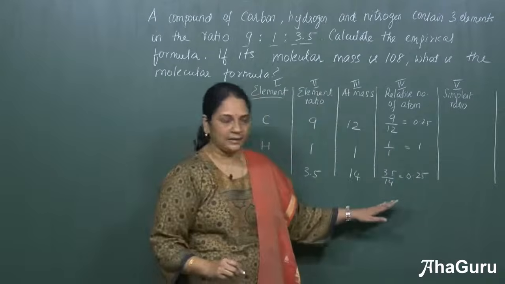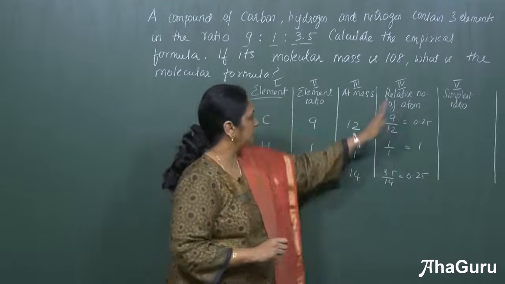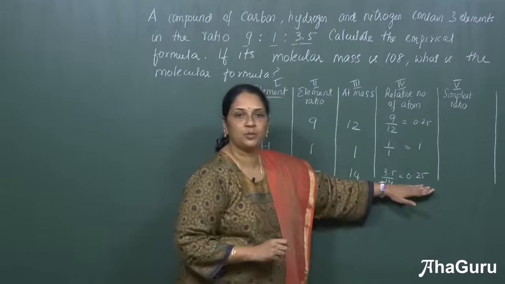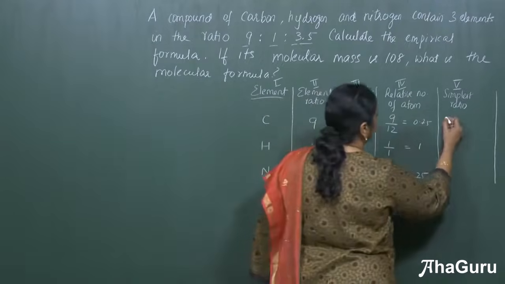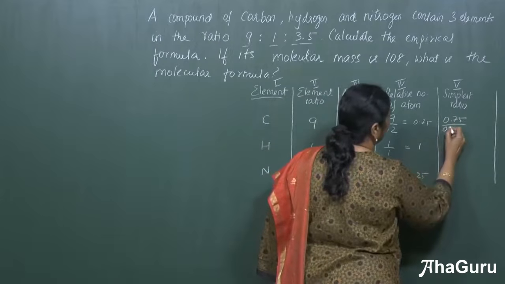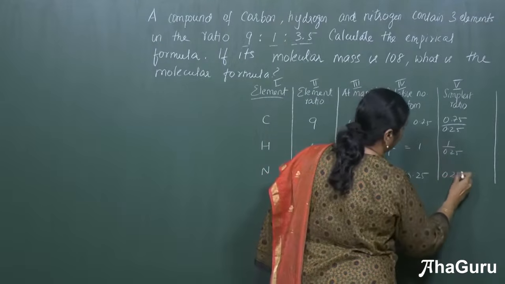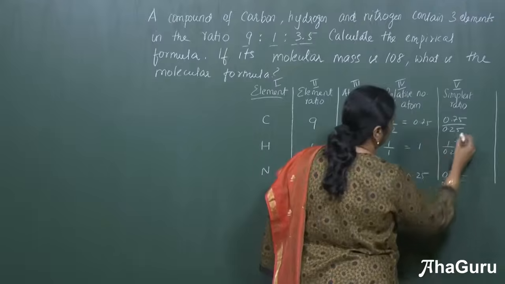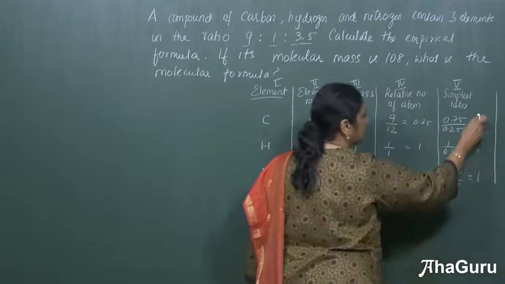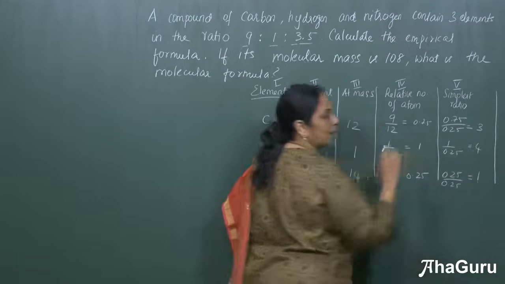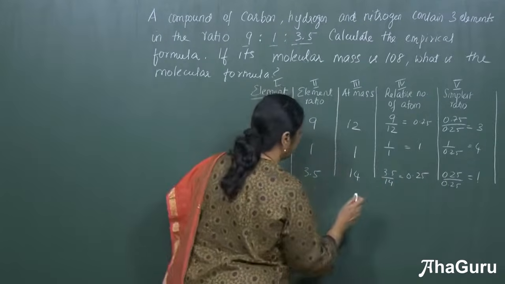Okay. So, once you calculate this, you have to find the simplest ratio. Take the smallest value in this column, that is column 4. So, the smallest value is 0.25. Divide everything by the smallest value. Okay. So, here we will get 0.75 divided by 0.25. Here it will be 1 divided by 0.25. Here it is 0.25 divided by 0.25. So, this would be equal to 3, this will be equal to 4 and this will be equal to 1. So, this ratio will give you the empirical formula. So, we have 3 carbon, hydrogen is 4 and nitrogen is 1.